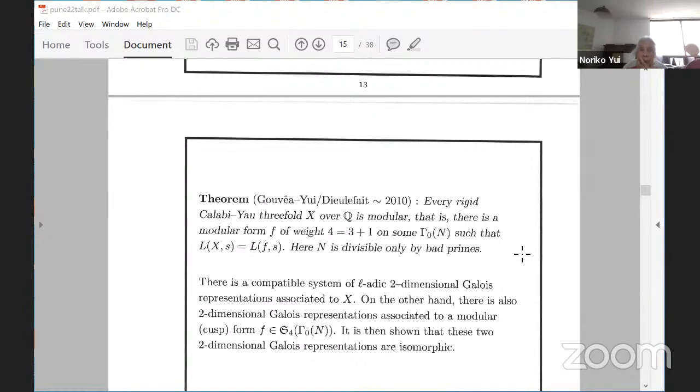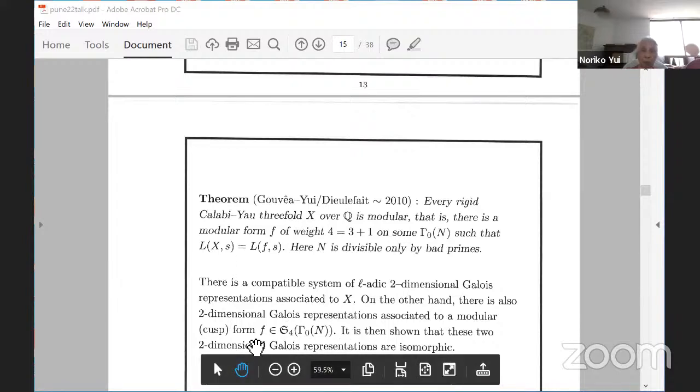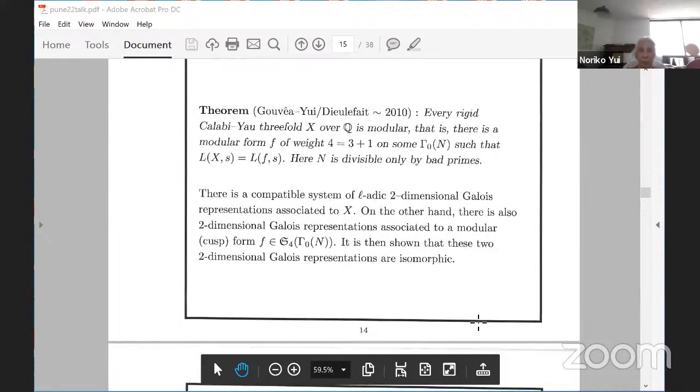So the idea of the proof is really a generalization of Yui's, to two-dimensional Galois representations associated to rigid Calabi-Yaus and the modular form of weight 4. They are isomorphic. That's the way you prove this. So it's very similar to Yui's proof.